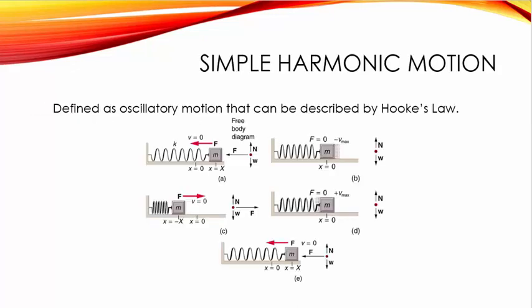So let's start off and talk about what simple harmonic motion is. It's defined as oscillatory motion that can be described by Hooke's law. So that means that it's going to have a restoring force and that the displacement of whatever the object is that's in oscillatory motion is proportional to that force. And so what we need to do is kind of think about the mass on a spring situation.